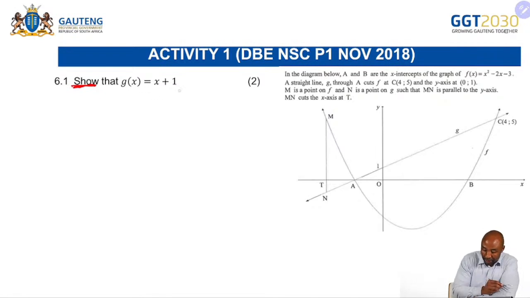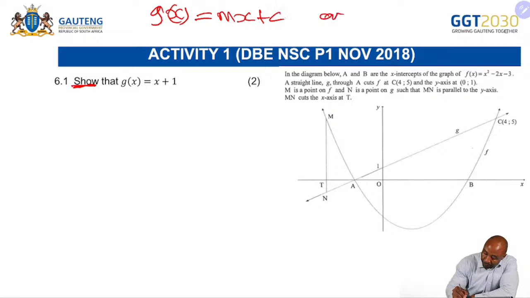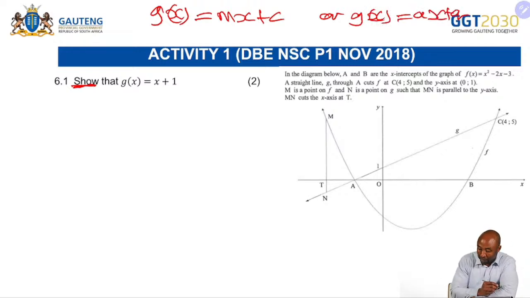And you are given the equation. So our steps must help us. We know that it's a linear function. Our g of x is equal to mx plus c, or our g of x is equal to ax plus q. This is the form of a linear function that we are going to look at. So our job is to show that the value of m is 1 and the value of c is also 1.